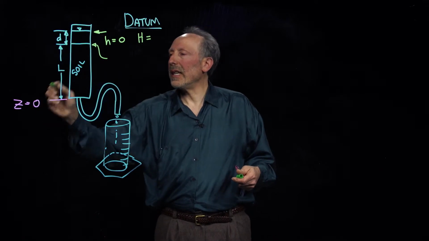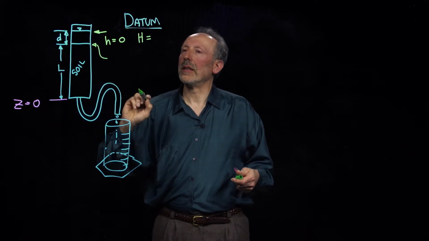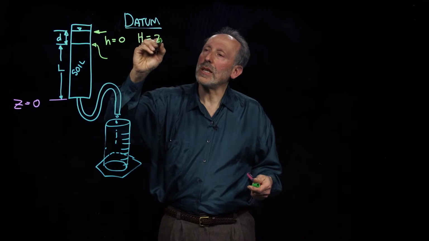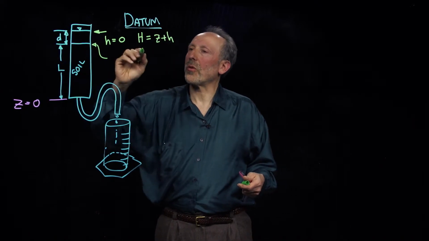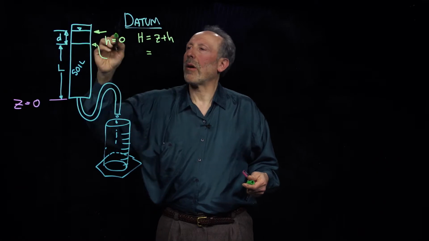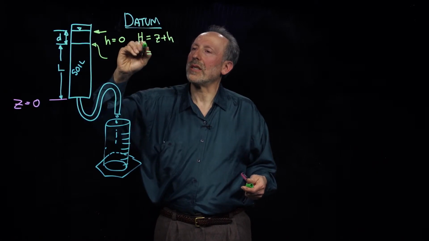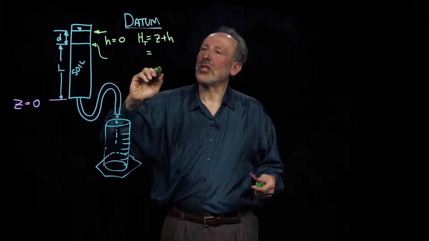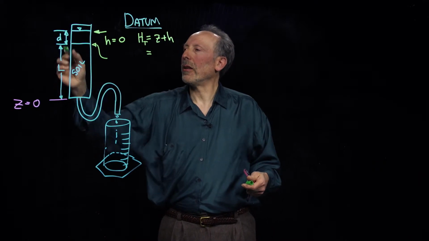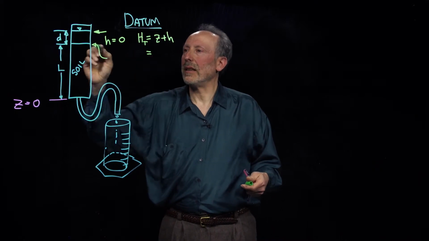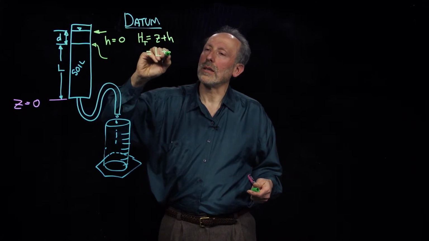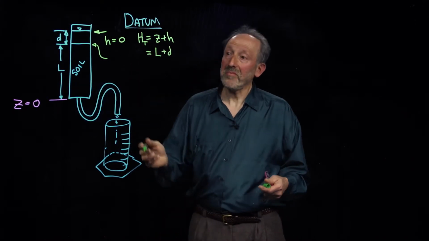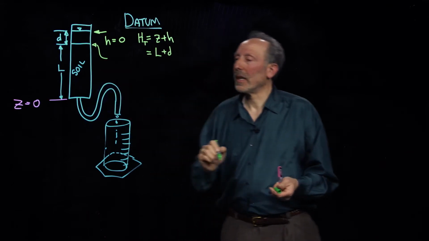Well, Z is equal to L plus little d. And the total potential is always equal to Z plus H. And so our total potential right here, and why don't we call that H with a T, top. H top is equal to L plus D, that's Z, and little h is 0. So it is simply L plus D. That's the total potential up here.